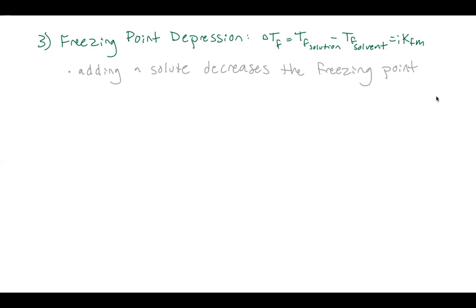So let's hop right into talking about the conceptual side of this. For freezing point depression, the point of it is that it lets you know that when you add a solute, it's actually going to decrease the freezing point. So there's going to be a difference between freezing a solvent that has no solute versus freezing a solvent that does have a solute. So why does this happen?